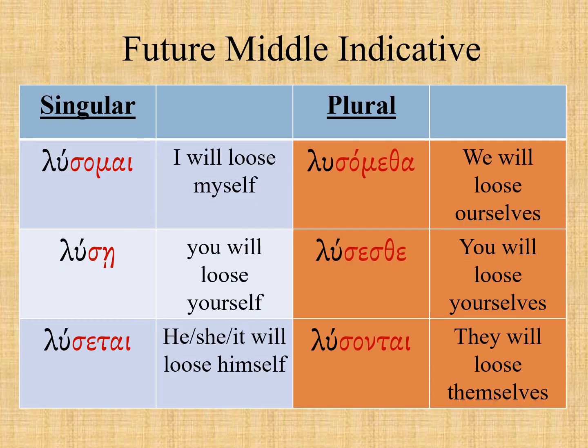So here you can see the standard chart. So lusomai, I will lose myself. So notice there's the sigma that indicates to us that it is future tense. And then the omai ending indicates to us that it is middle. So I will lose myself. Similarly, luse, lusetai, lusometha, lusesthe, and lusontai.